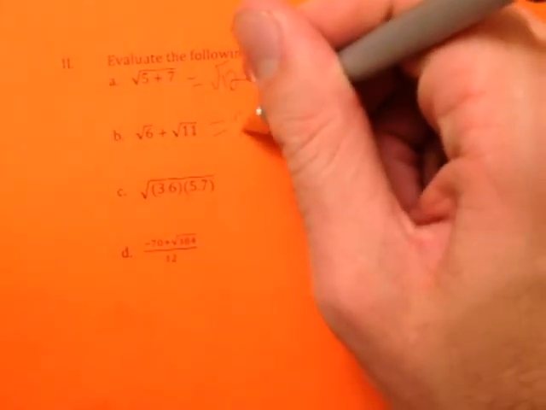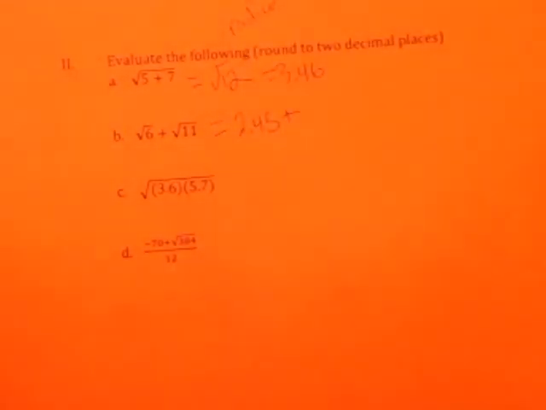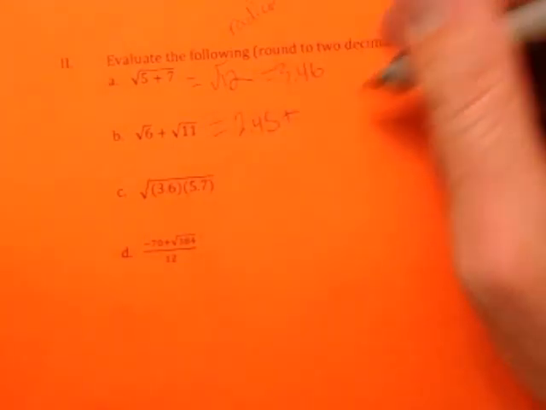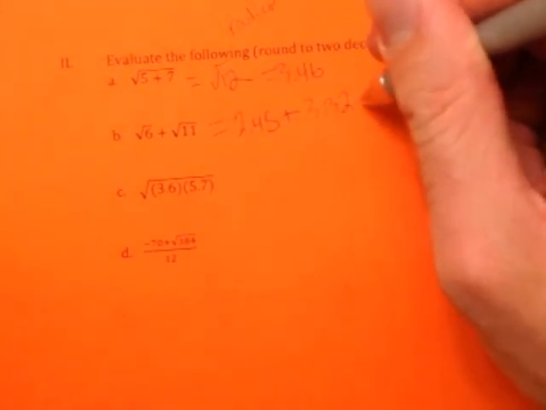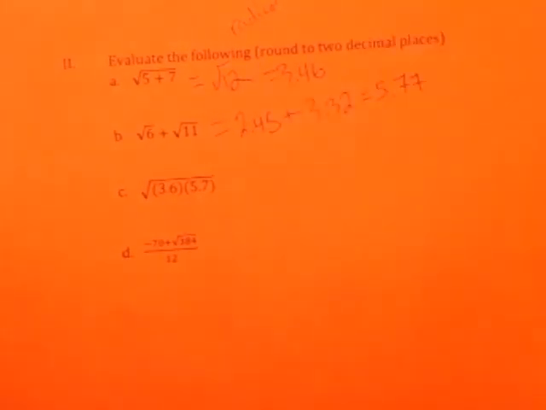Here, since it's two separate radicals, what we would do is evaluate each of those roots separately. So the square root of 6 is 2.45, and the square root of 11 is going to be a little bit less than that last one we had. That's going to be 3.32. And then we add those together to get 5.77. So this is really nothing big or revolutionary. If there's an operation under a radical, we just do that first.